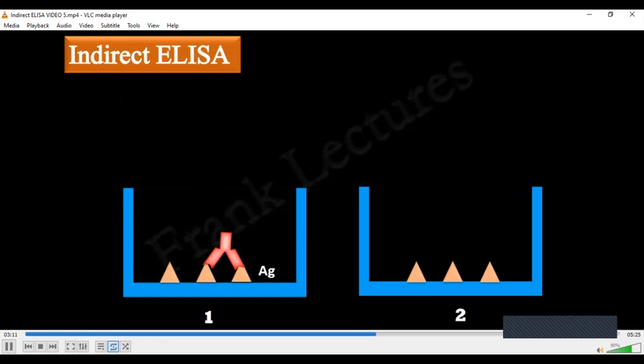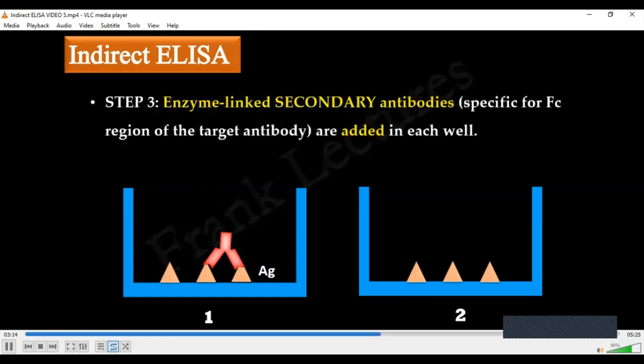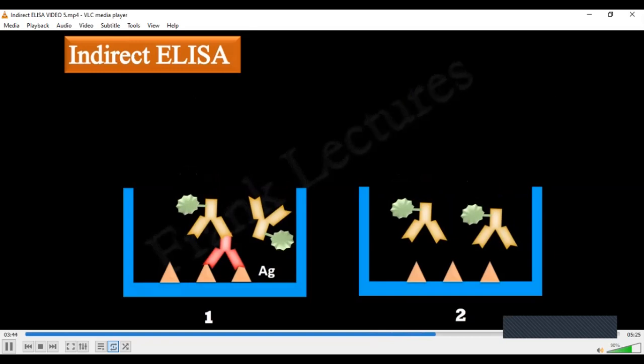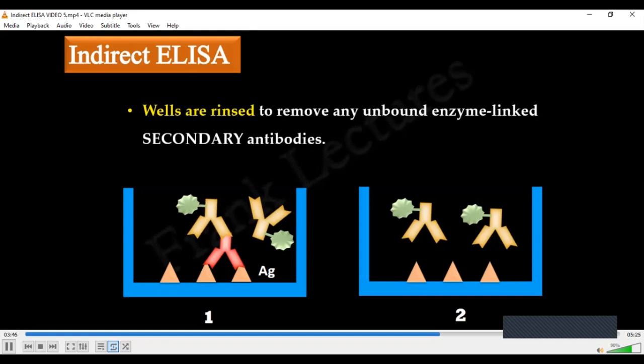In the third step, enzyme-linked secondary antibodies are added in each well. Recall that these secondary antibodies have antigen binding sites for the Fc regions of the primary antibody. Thus, they bind to the primary antibody present in the first well. Since no primary antibody is present in the second well, the secondary antibodies added in this well will remain free or unbound. Again, wells are rinsed to remove any unbound secondary antibodies.